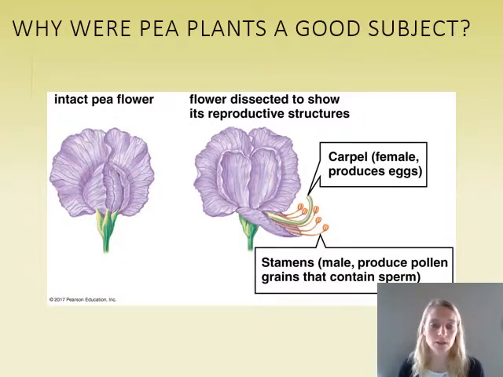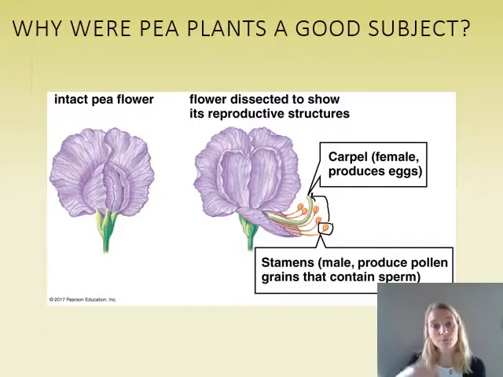So here's a drawing of the flower. And so there's an intact pea flower. And then what he was able to do is carefully dissect out those reproductive parts, so he could manipulate when and where the pollen was going to go. If you wanted to self-fertilize, he would just take some of the pollen from the stamen, which is the male reproductive part, with a little paintbrush, and then he would transfer that pollen to the carpel, which is the female part.